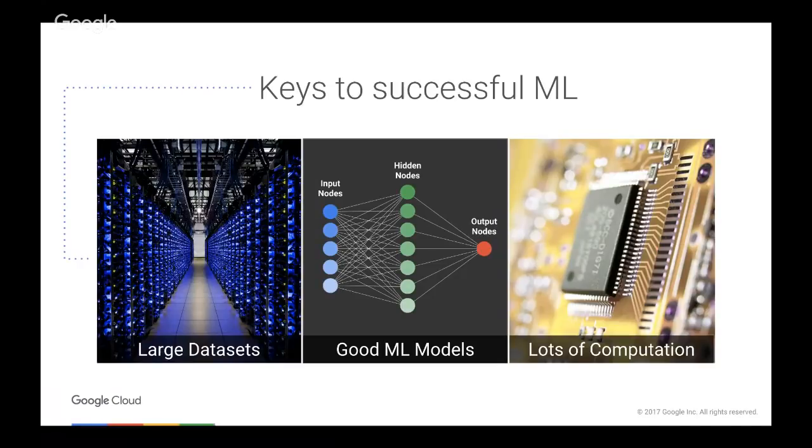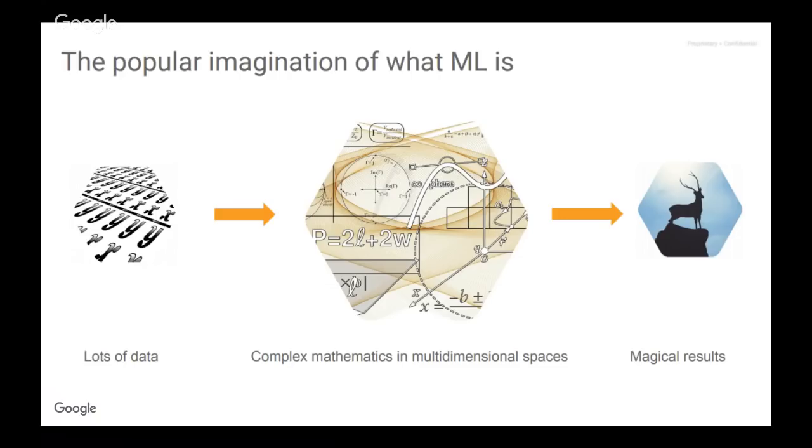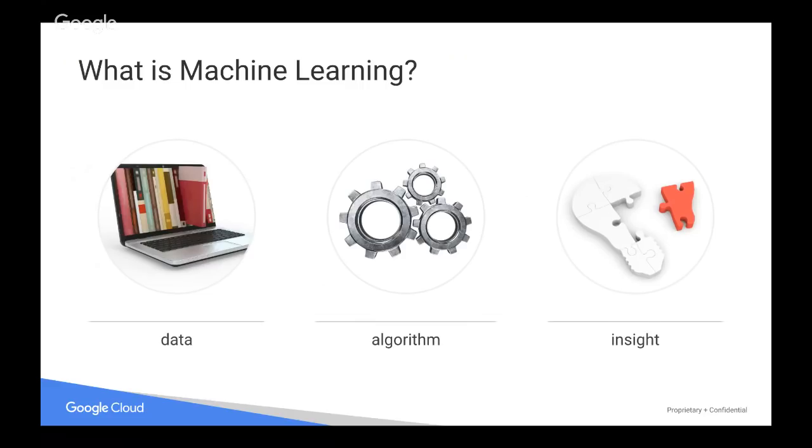So these are the things which we have to balance. We need large data sets, we need a good machine learning model, we need lots of computation. And to do all of it, TensorFlow helps us. So we'll go into its details now. We take data, we create a mathematical function, and we get results. Not magic, it has a proper technique to it. So we take data, we define an algorithm, we get insight. And we do that using TensorFlow.